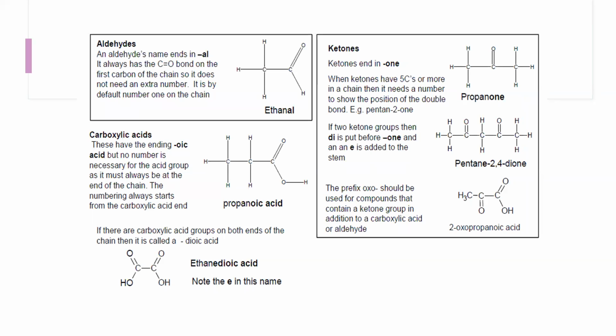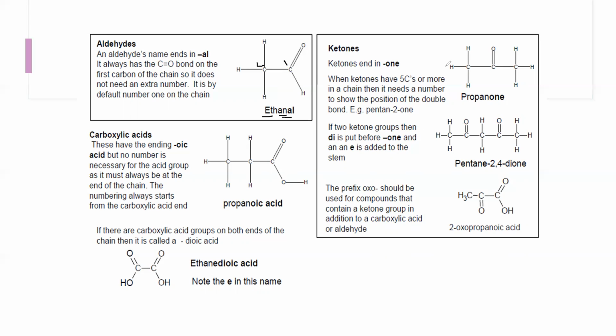For aldehydes, C double bonded with O and H, and the name should always end with al. And this is always the first carbon, so we don't have to number them. So we have 2 carbon, that's why it's ethane with a single bond. And as we know that if a functional group suffix is starting with a vowel, we remove E from ane, that's why it is ethanal.